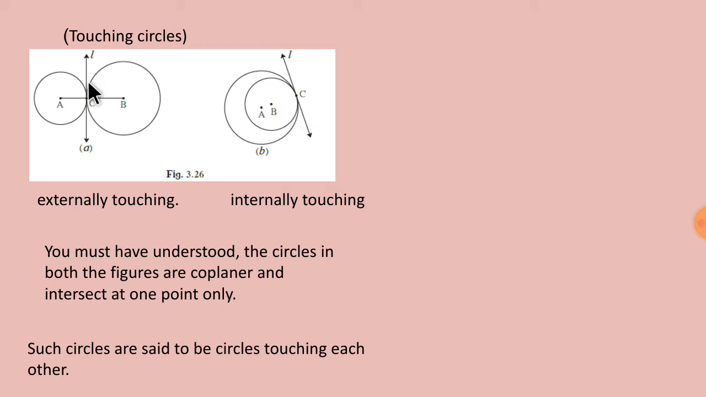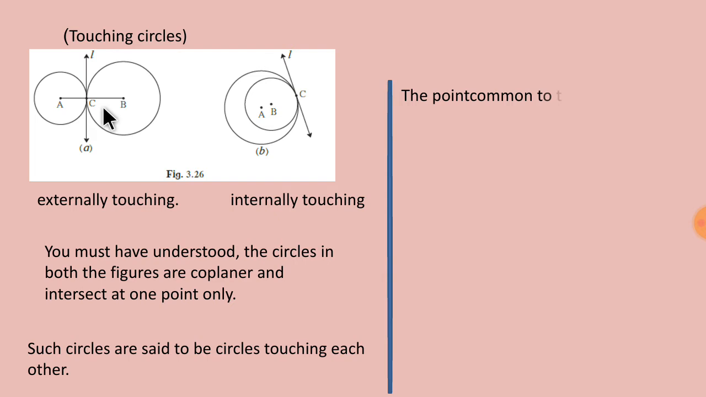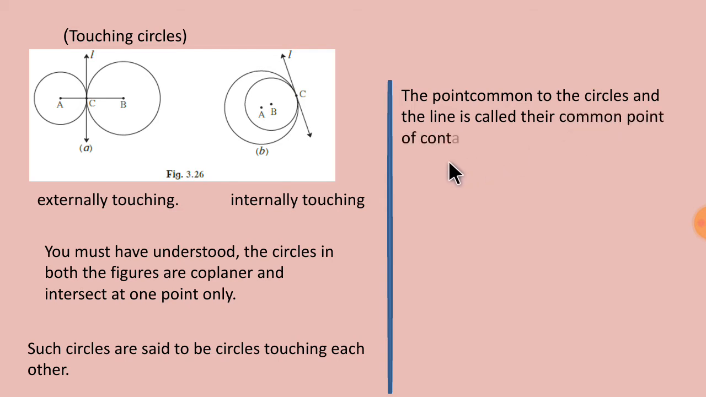म्हणजे अशा प्रकारचे जे काही सर्कल्स एकमेकांना टच करतात त्यांना काय म्हटलं जातं? टचिंग सर्कल्स म्हणतात. आणि यू नो देर आर टू टाईप ऑफ टचिंग सर्कल्स. वन मीन एक्सटर्नली टचिंग सर्कल्स and second mean internally touching circles. Now here in this diagram C is a common point and here also C is common point. The point common to the circles and the line is called their common tangent or common point of a contact.